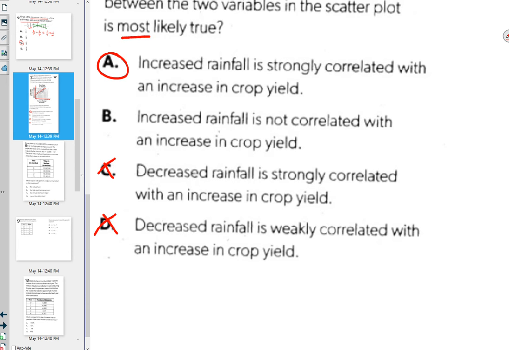I guess maybe the way they get away with it is because they don't say that it's definitively true, but they say it's most likely true.